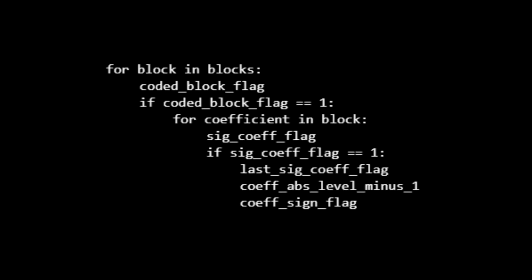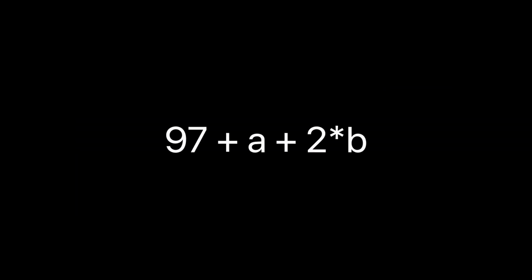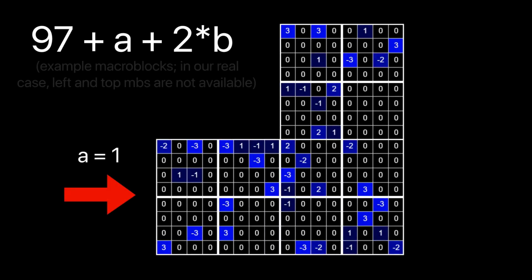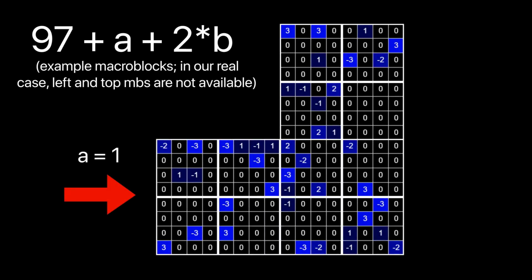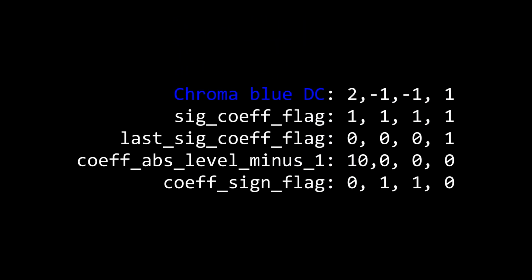Next, we'll do the exact same process but for our Chroma DC blocks, starting with the blue, then the red. For each Chroma DC block, we first write a single coded block flag with context model 97 plus A plus 2B, where A is 1 if the left macroblock is available and has non-zero Chroma DC coefficients, and B is the same for the top macroblock. Next, our significant coefficient flags, last significant coefficient flags, and the truncated unary part of the coefficient absolute level minus 1 will use context models 149, 210, and 257.